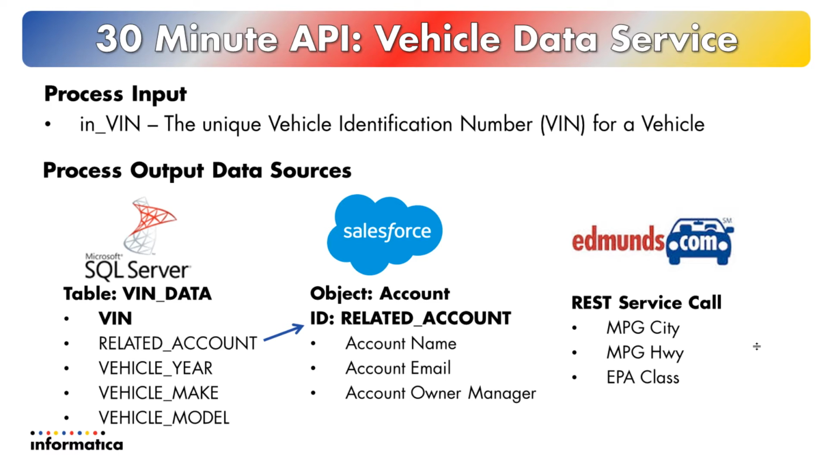We're going to use that related account information from the SQL Server actually to query into Salesforce and bring back some information from Salesforce, including the account name, account email, and actually we're going to reach into related records and go from the account to the owner to the owner's manager and return that information. And then finally, we're actually going to combine it with some third-party information that we're going to get from Edmunds.com, who provides a REST-based web service that we're going to call as our process progresses, and we're going to return all this data back in one go.